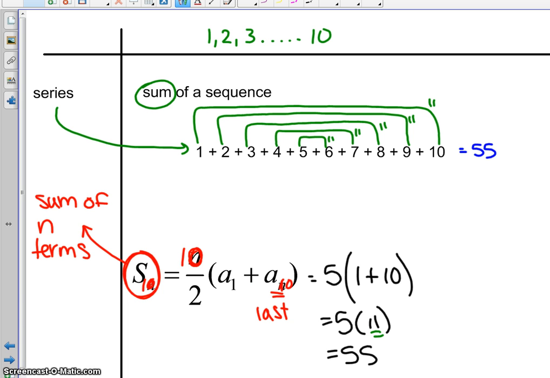Anytime you do that with an arithmetic sequence, those two pieces on the outside will always add up to the same value as I work my way in. Now, this part, the 10 over 2, if you notice there are 5 groups of 11. Where that comes from is the idea that when I break things into pairs, however many I start with, if I divide that by 2, that's going to tell me how many pairs I have. I'm putting one on the front, one on the back together. So that's where that formula comes from.